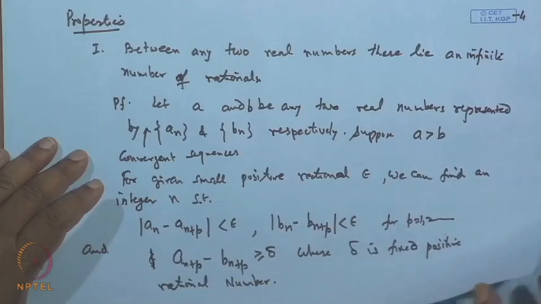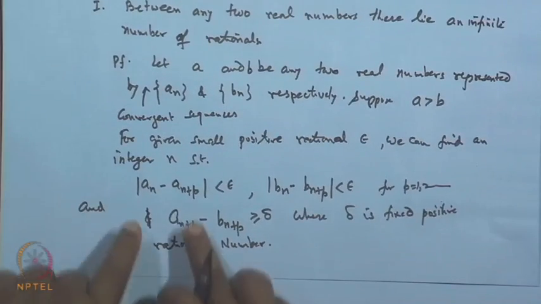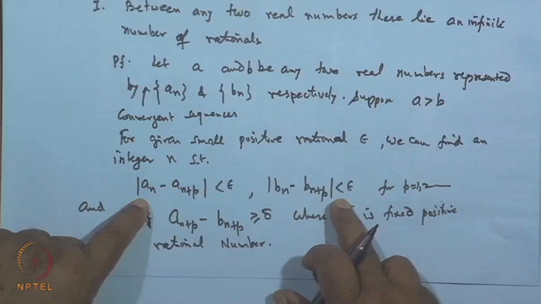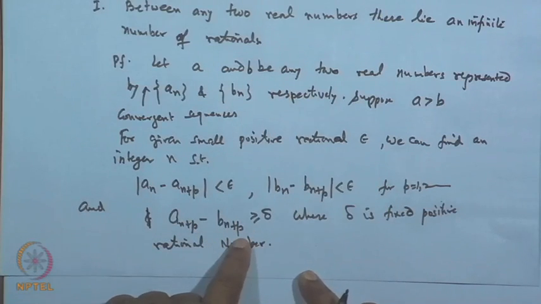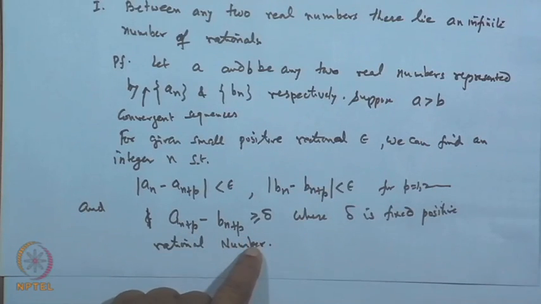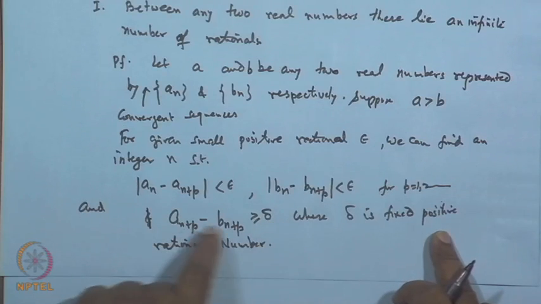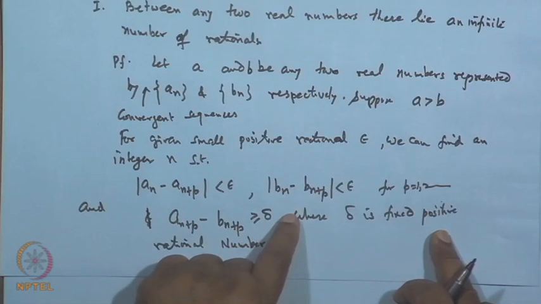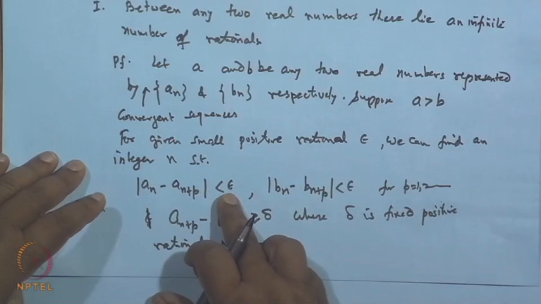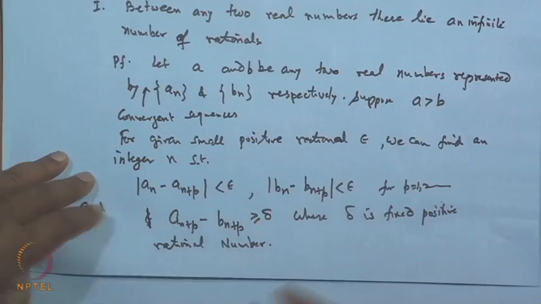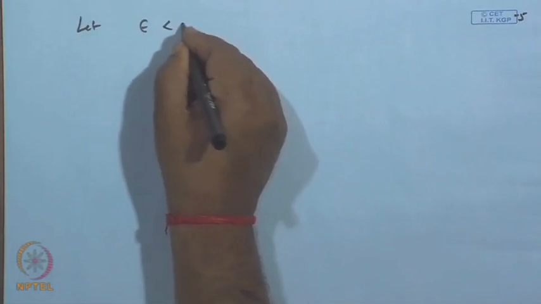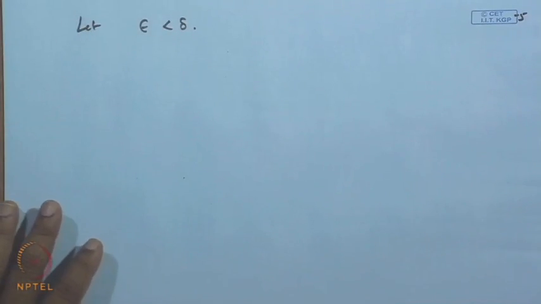Now, this is because a_n is convergent, this is because b_n is convergent, this is because a is greater than b. So, a is greater than b means for any arbitrary terms, if you pick from a and b, the difference must be positive. So, there exists some fixed positive delta such that all the terms of these differences will remain greater than or equal to delta. Now, because epsilon is an arbitrarily small number, I can choose epsilon less than delta. Okay. So, let epsilon be less than delta, which is possible. That is not a problem.